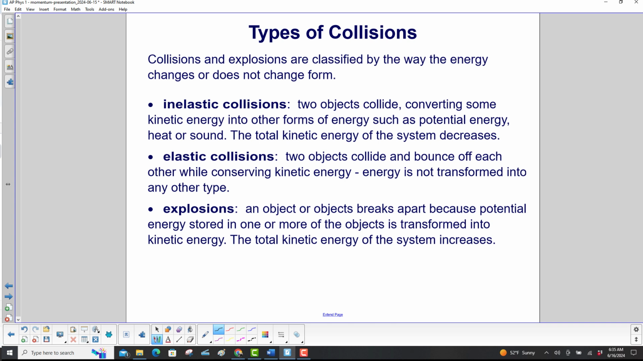Inelastic collisions. Two objects collide, converting some kinetic energy into other forms of energy, such as potential energy, heat, or sound. The total kinetic energy of the system decreases. Elastic collisions. Two objects collide and bounce off each other while conserving kinetic energy. Energy is not transformed into any other type. And finally, explosions. An object or objects breaks apart because potential energy stored in one or more of the objects is transformed into kinetic energy. The total kinetic energy of the system increases.